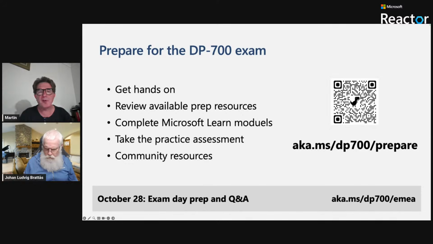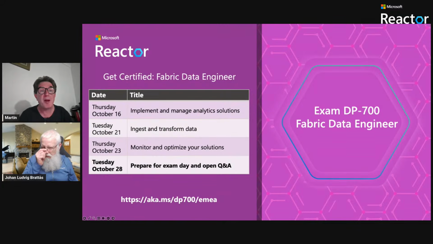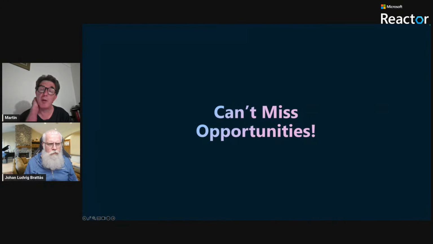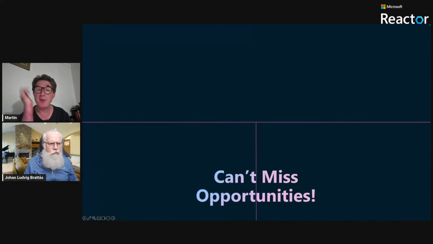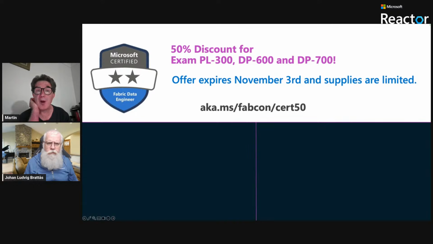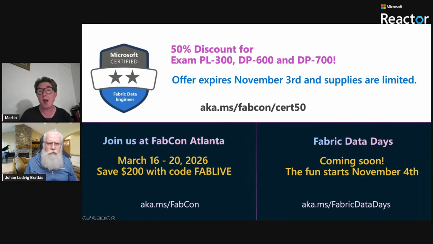Good stuff, Johan. So, what's coming up in the series? We've got implementation and management of analytic solutions. Well, that's what we've just done. We're going to look at ingesting and transforming next. And we will look at preparing for exam day and get some Q&A going on there. Now, we'll just recap on the 50% vouchers that we've got coming up. Can't-miss opportunities are FabCon and the data days that are coming up, on these sessions over the next 50 days. I think that's right, isn't it, Johan?